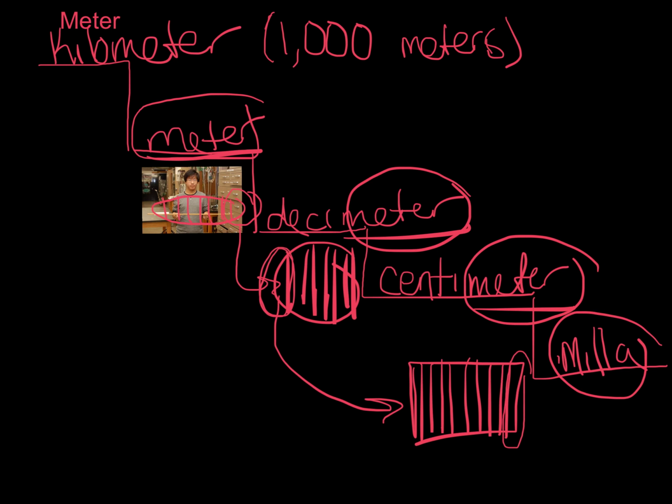And again, it's all divisible by 10. Alright? So if I want 1 kilometer, which is about 11 football fields, I would need 1,000 meters. And if I have 1 meter, that means I have 10 decimeters. If I have 1 meter, that means I have 100 centimeters. If I have 1 meter, that means I have 1,000 millimeters. You just multiply by tens or divide by tens.